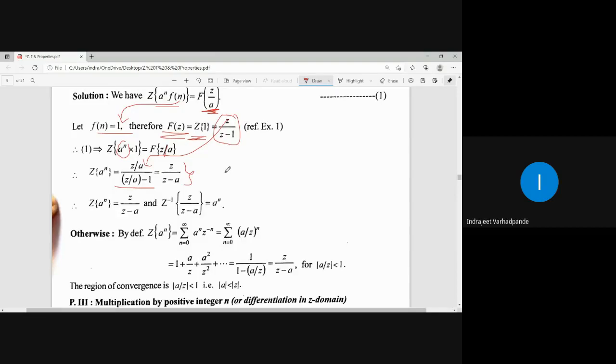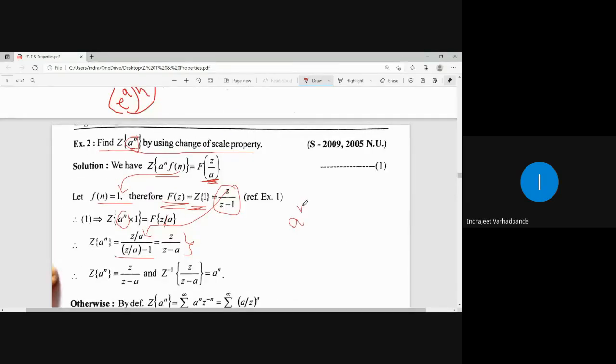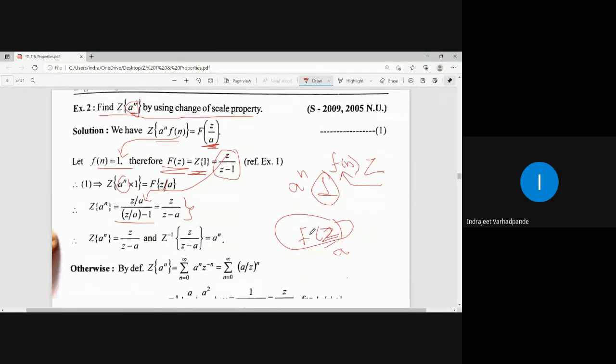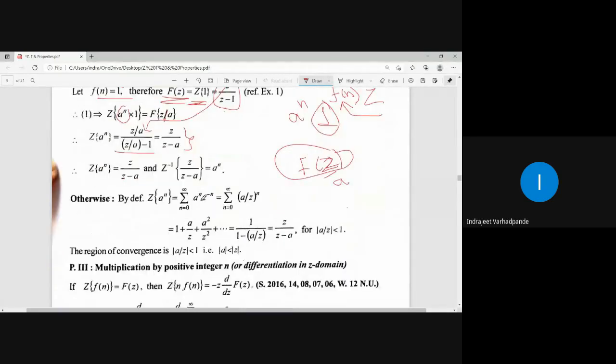So by change of scale property, a to the power n is multiplied to 1. What is this 1? 1 is our sequence f of n. In RHS, whatever is your f of z, in that you have to change z to z by a. But ये f of z कैसे आता है? F of z is z transform of this sequence. So what is z transform of the sequence 1? Z transform of the sequence 1 is z upon z minus 1. And every z will be replaced by z by a in the RHS of the given statement.